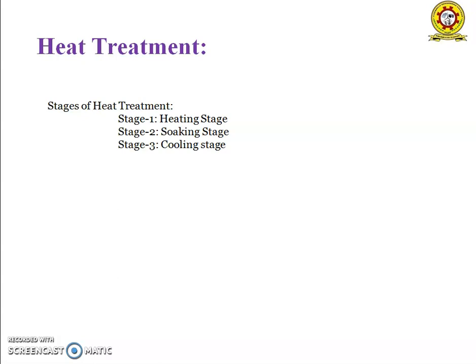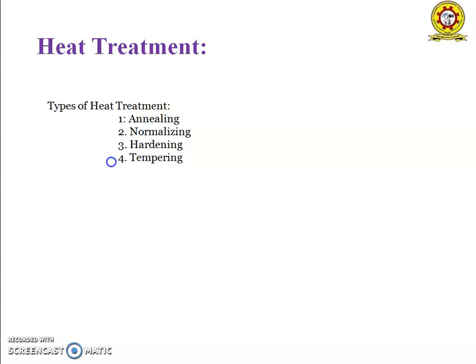To cool the metal and to attain the desired properties, if needed, place it in direct contact with a cooling medium such as gas, liquid, solid, or a combination. And the third stage, the cooling stage, is completed. Then, types of heat treatment. There are 4 types of heat treatment: annealing, normalizing, hardening, and tempering.